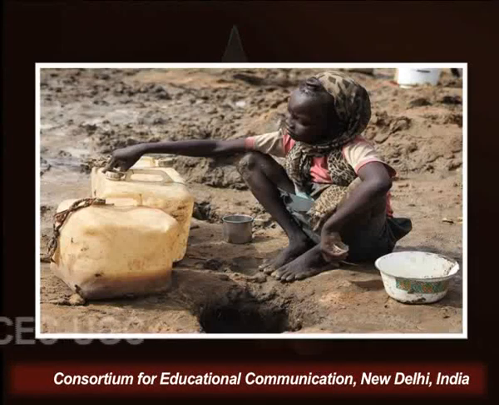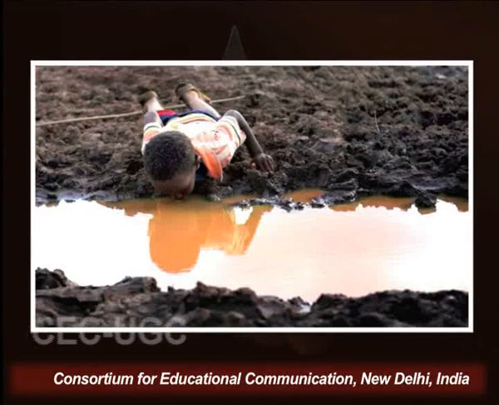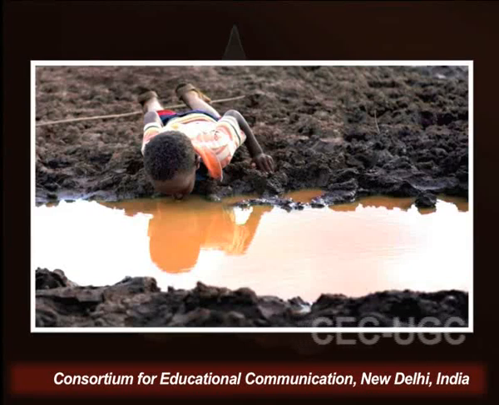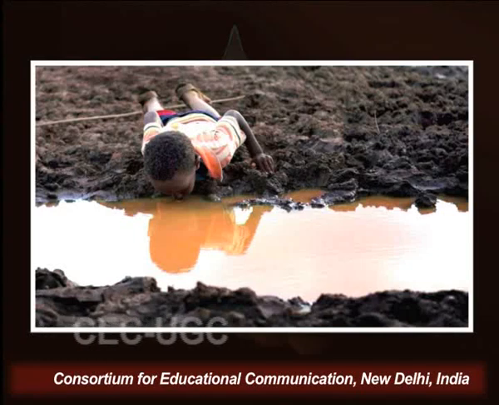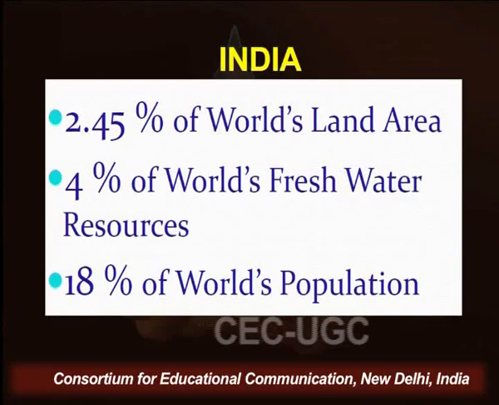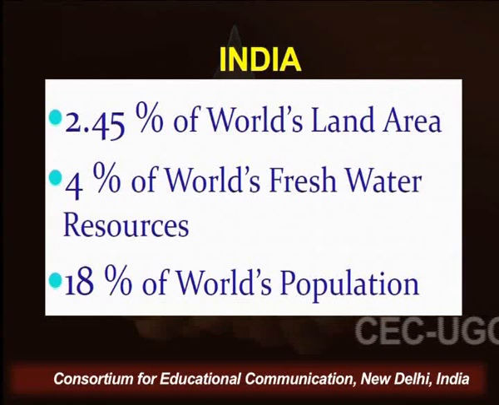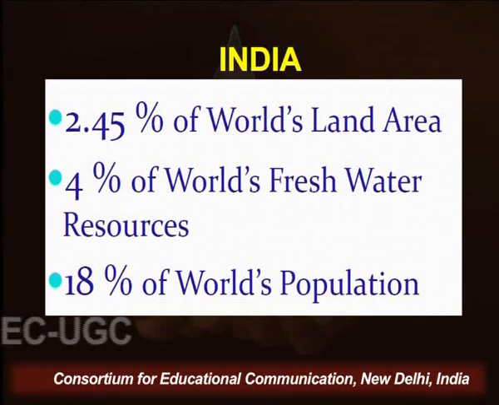On your screens now you can see a child sitting near a water hole waiting to draw some water from it. And in the second, we see a child drinking water from a stagnant pool which is full of mud, which is murky water. So what does this indicate? That there is so much scarcity of water in some areas of the world.